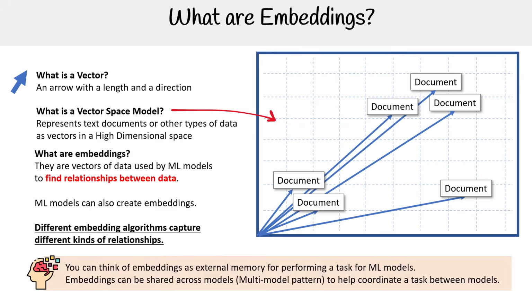You can think of embeddings as external memory for performing a task for machine learning models. Embeddings can be shared across models, which would give us a multi-model pattern to help coordinate a task between models. But yeah, there you go.